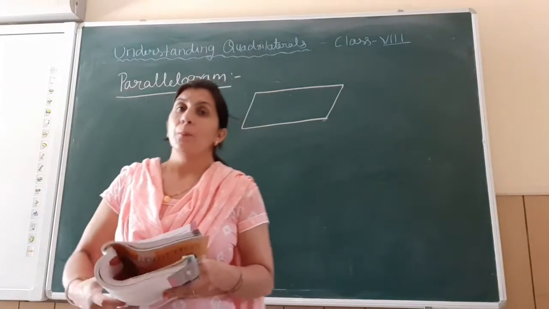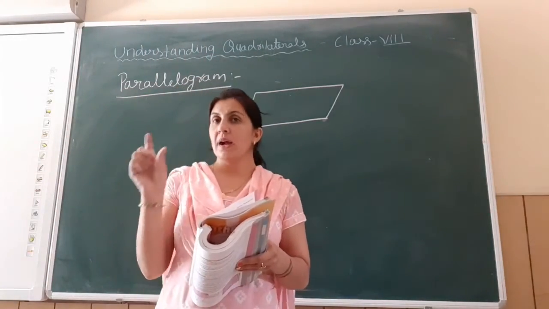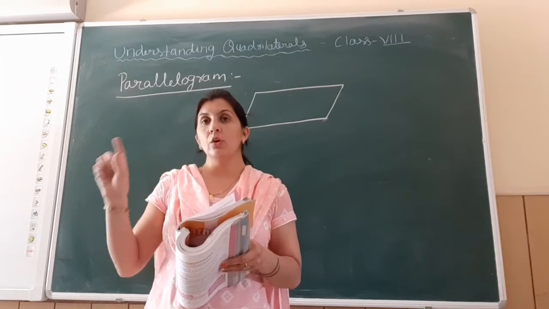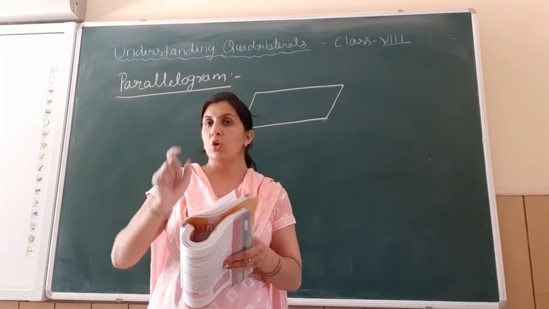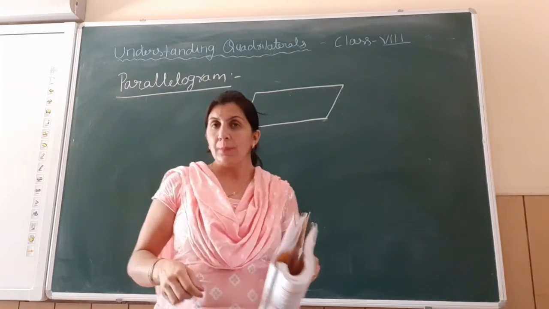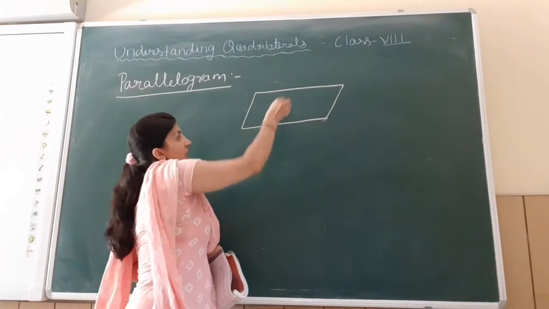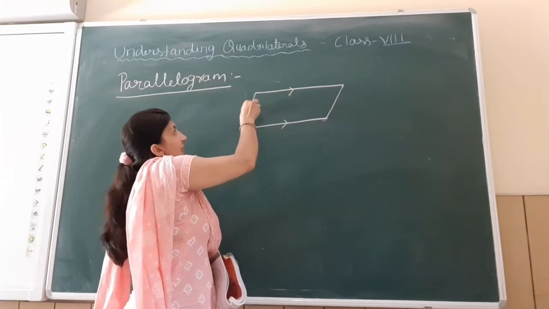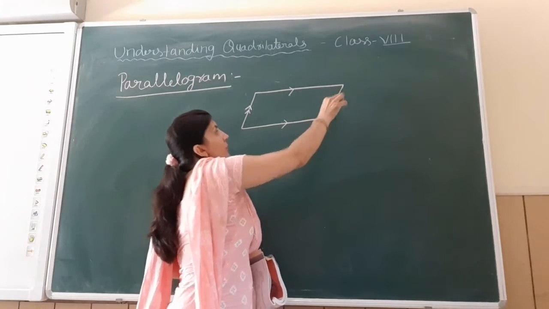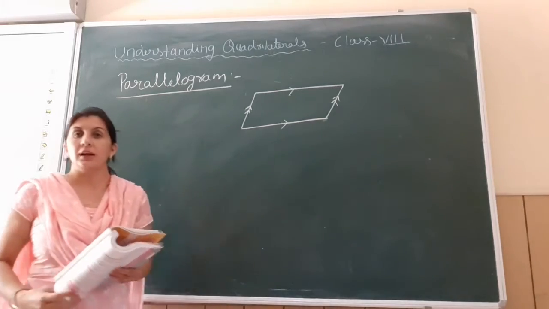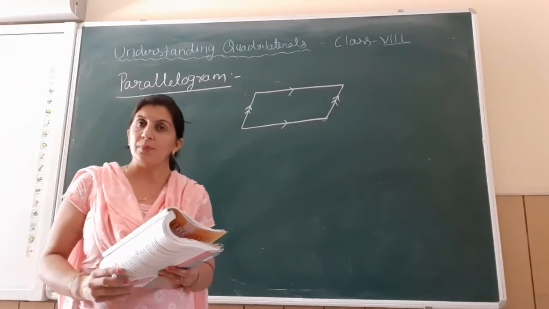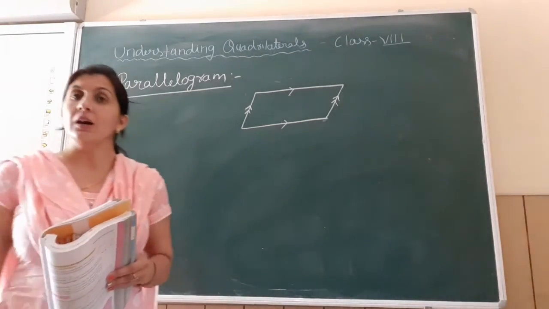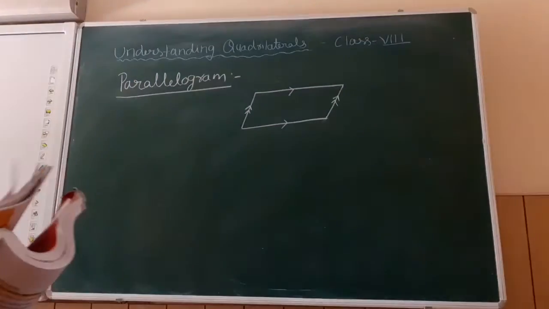Now next is the parallelogram. As the name suggests, parallelogram means parallel will have a role. So in a parallelogram, opposite sides are parallel. This side is parallel to this and this side is parallel to this side, in which there are four sides and opposite sides are parallel. Now we will learn the properties of the parallelogram.